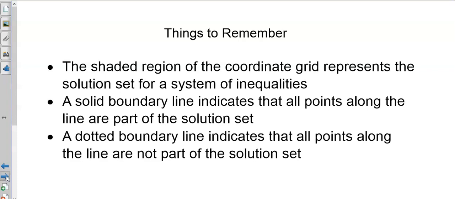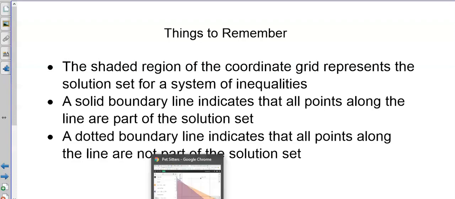Things to remember. The shaded region of the coordinate grid represents the solution set for a system of inequalities. A solid boundary line indicates that all points along the line are part of the solution set, and a dotted boundary line indicates that all points along the line are not part of the solution set.